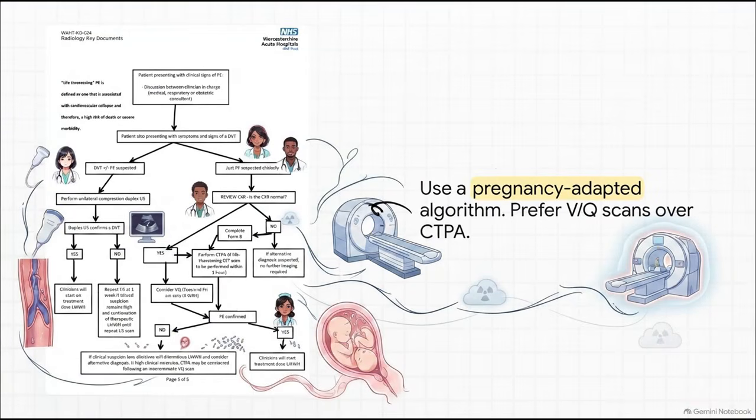Pregnancy is another major confounder. D-dimer naturally rises across all trimesters, which is exactly why the guidelines mandate a pregnancy-adapted YEARS algorithm, really leaning heavily on unilateral compression duplex ultrasounds first. And if imaging is completely unavoidable, the ASH guidelines strongly advocate for VQ scans over a CTPA. Why? Because it drastically minimizes radiation exposure to both the mother and the fetus.